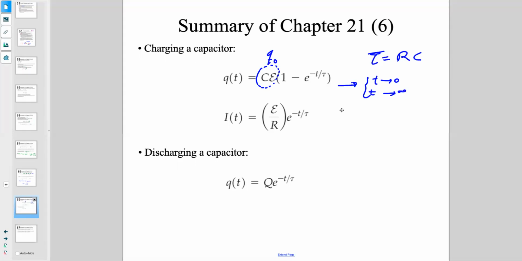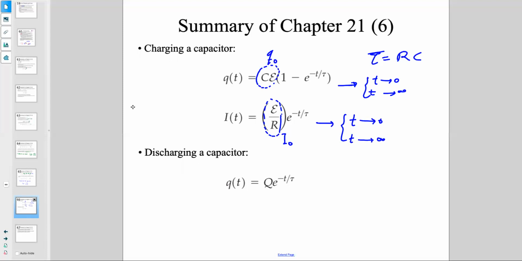We talked about it. And the current would have this type of relationship, and this is, by the way, I0. We talked about it. What would happen if t goes to 0? And what would happen if t goes to infinity?